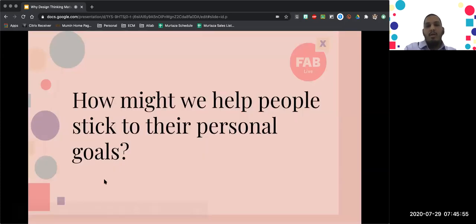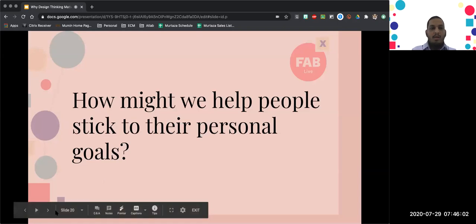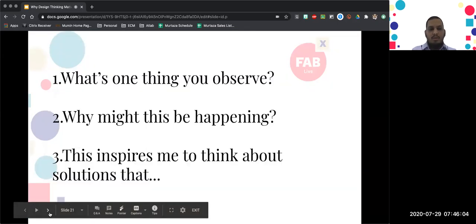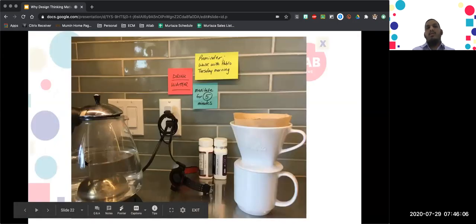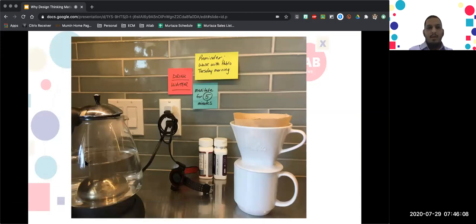And the third problem is about how might we help people to stick to their personal goals. And the picture for that one is this. So here there's someone, there's a kettle and some sticky notes here.